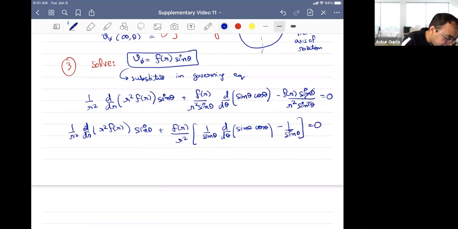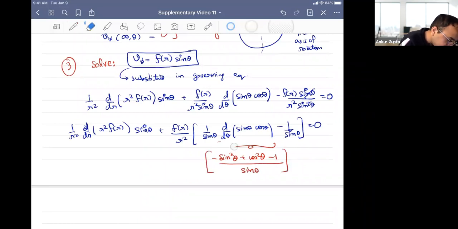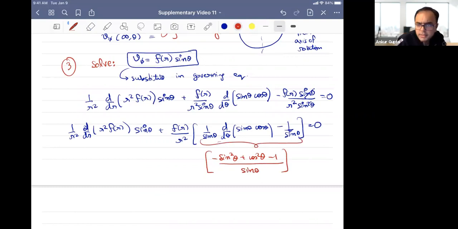Now here, d by d theta of sine theta cos theta, you can think of this as product rule. So a derivative of sine theta is cos theta, and derivative of cos theta is minus sine theta. So this becomes cos squared theta minus sine squared theta, minus 1 by sine theta. Okay, this whole term, actually, not just this. You can check this. This is not very complicated what I'm doing here. And cos square theta minus 1 is minus sine square theta, so it becomes minus 2 sine theta.